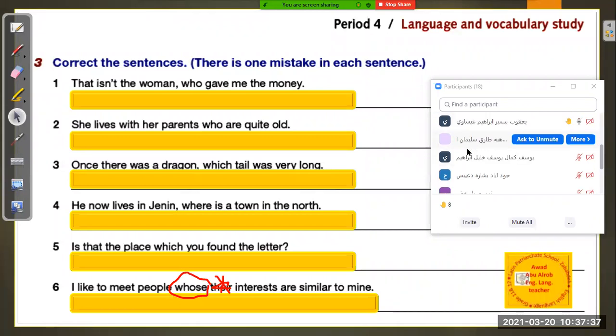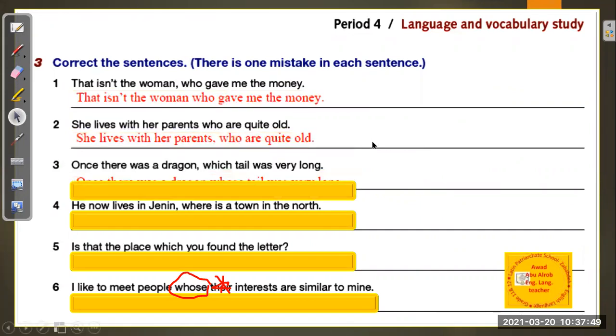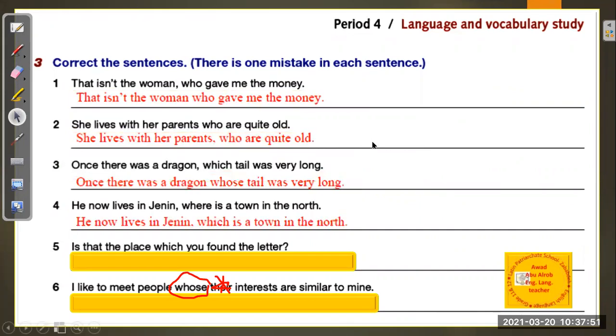Once there was. He lives in Jenin, where is a town in the north. He now lives in Jenin, which is a town in the north. Okay, go back to you. Is that the place which you found the letter? Is that the place where you found the letter?